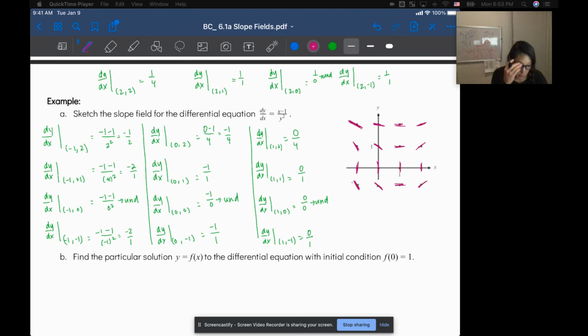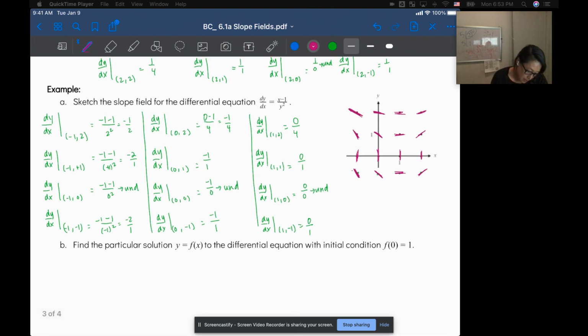And then what I'm going to do now is find the particular solution. So I'm going to sketch in the particular solution for f of 0 is equal to 1. So on my slope field, I thought I added that. Okay, f of 0 is equal to 1. So we want the solution that goes through this point. So what I notice is that the slopes are getting less steep in the negative direction. So it's going to curve out like this. Okay, and I'm going to try and follow something like that.